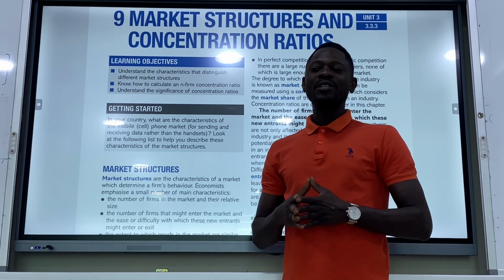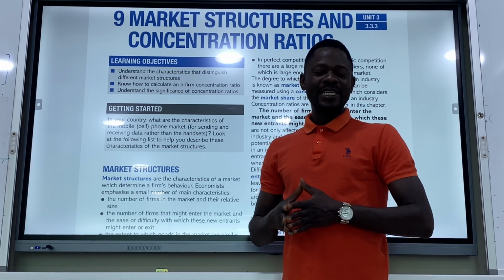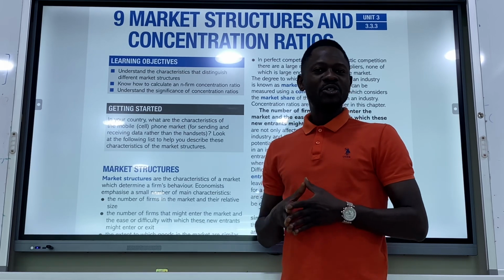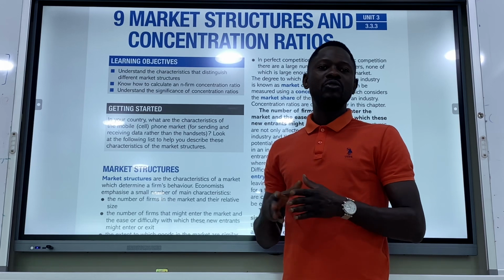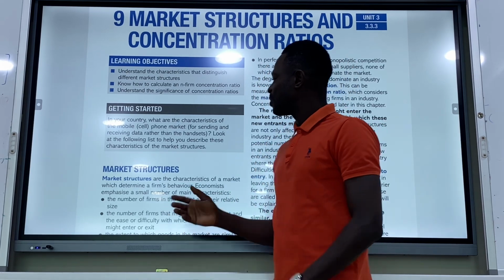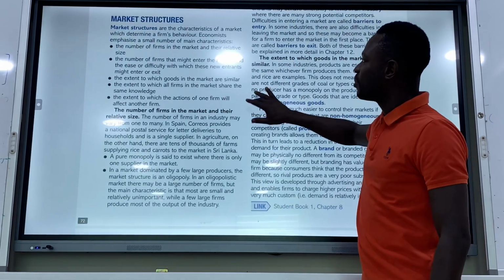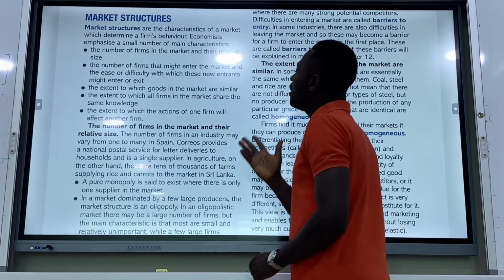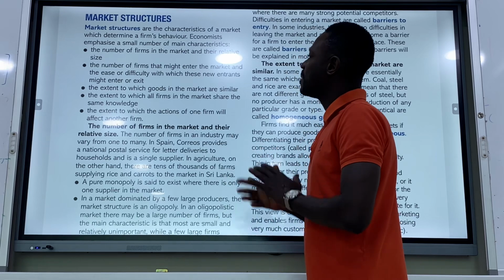Market structure implies different characteristics, different features of a market that make firms behave in a certain way. Market structures are the characteristics in a market that allow firms to behave in a certain way in the market. That means behaviors of firms in the market. So we get to know more while reading. Market structures are the characteristics of a market which determine a firm's behavior.